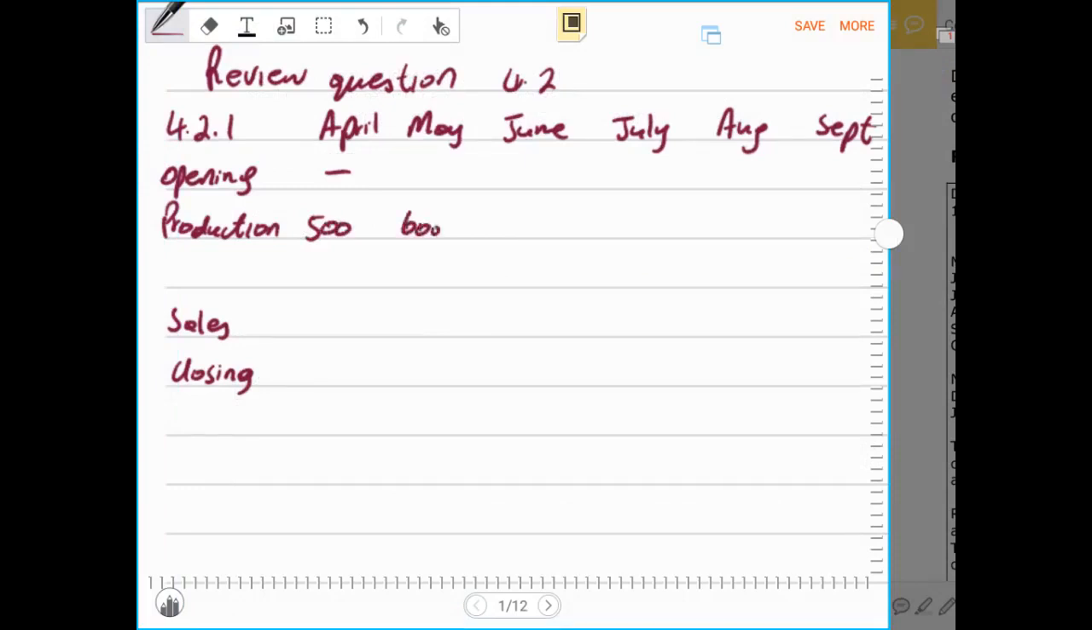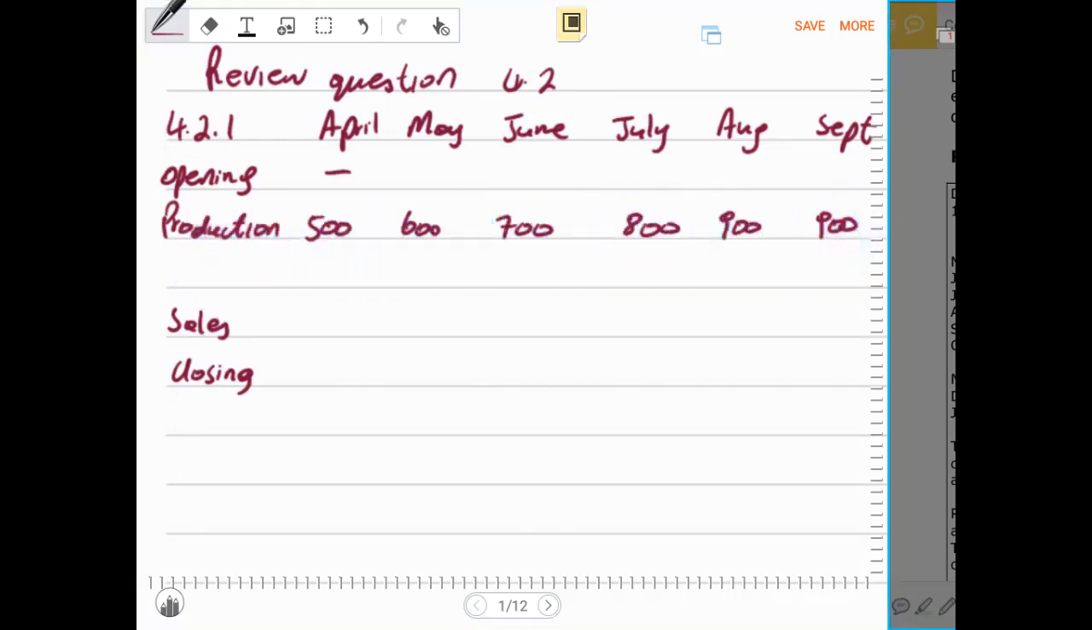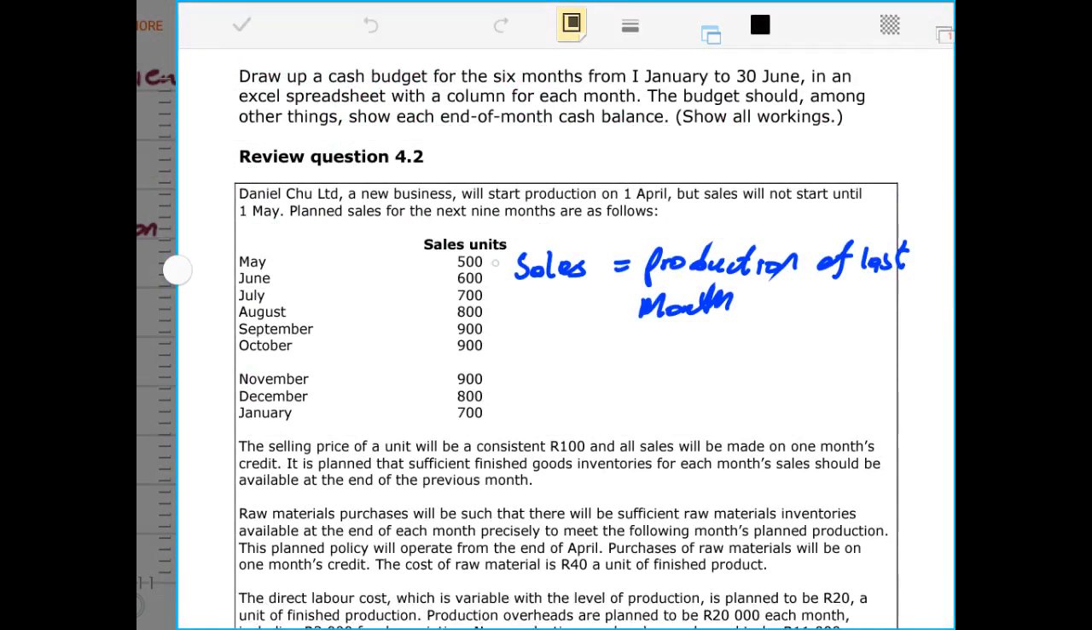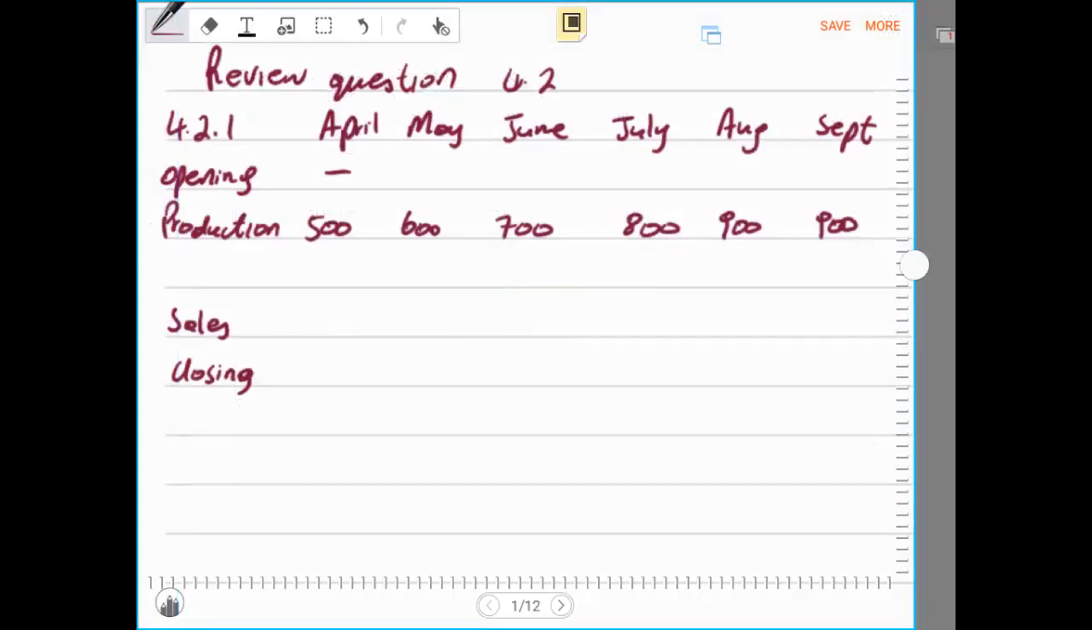Then 600, 700, 800, 900, and 900. If we see all these amounts, they go in this order: 500, 600, 700, 800, 900, and 900. These are the production units as it has been stated.